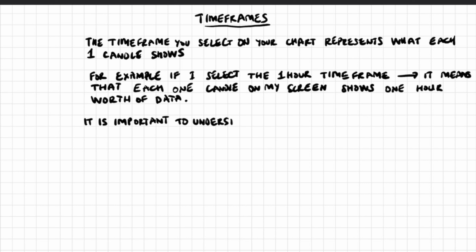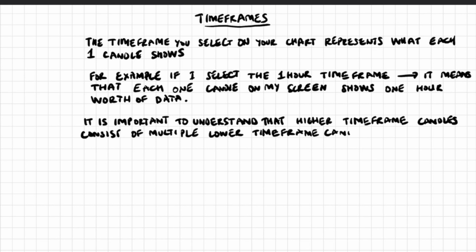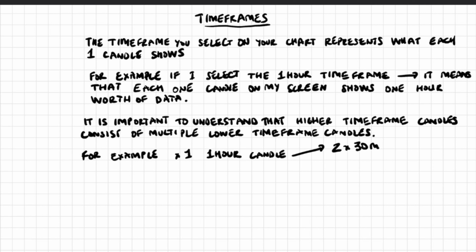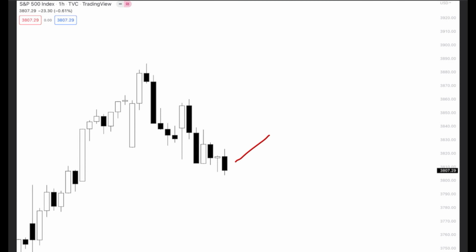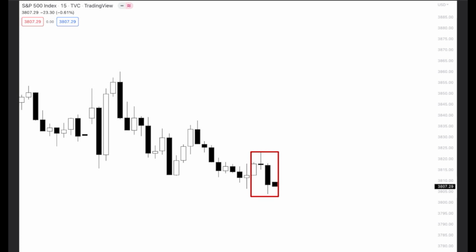It is important to understand that higher time frame candles consist of multiple lower time frame candles. For example, one 1 hour candle could consist of 2 30-minute candles, 4 15-minute candles, or 12 5-minute candles, and so on and so forth. You can see that we are currently on the 1 hour time frame, so the last candle represents 1 hour worth of data. If we now switch to the 15-minute time frame, I have marked out the 4 15-minute candles that make up the same 1 hour candle from the previous chart. Hopefully it's starting to make a bit of sense now.